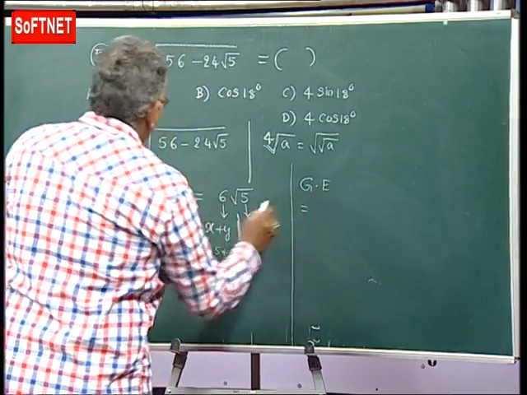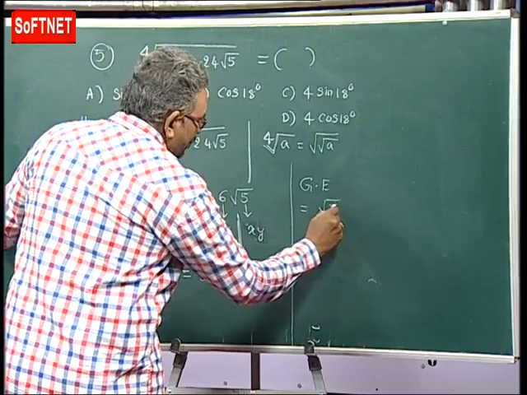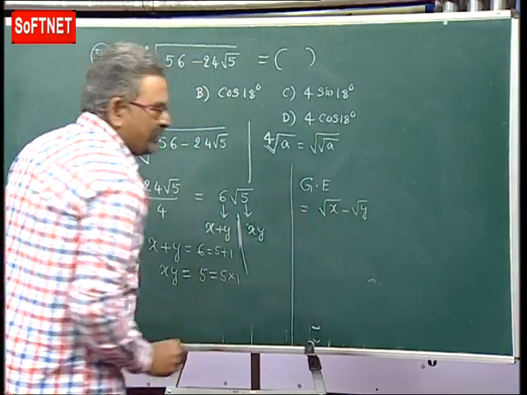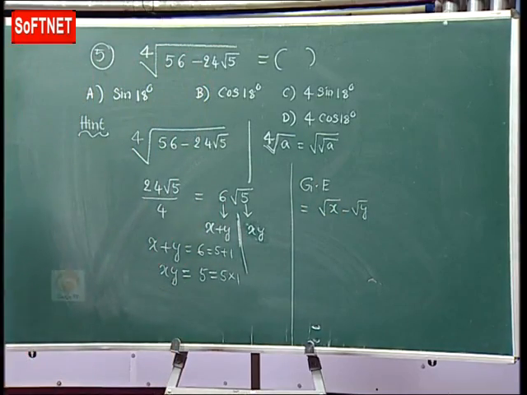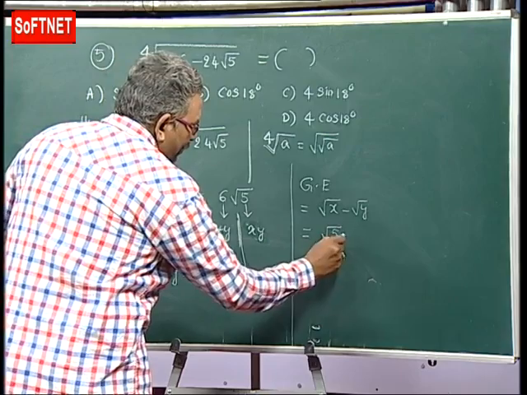The given expression value equals root x minus root y. x must be greater than y, you remember. That means x is equal to 5, y is equal to 1. So the answer is root 5 minus root 1, which is root 5 minus 1.